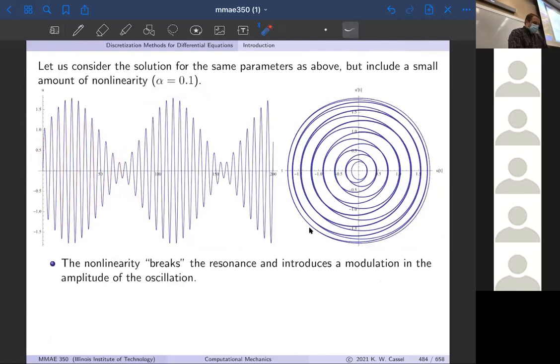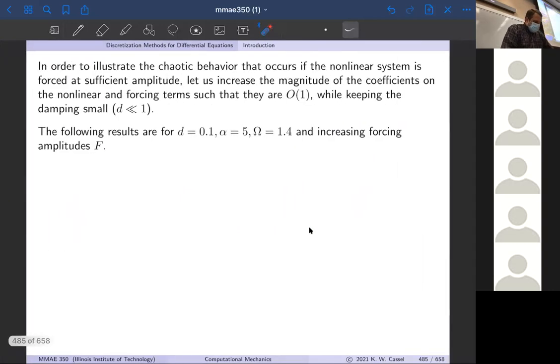It no longer grows with time. Now you kind of get this beating effect, the modulation we talked about before. In the phase plane, you can see this kind of interesting pattern on the right, as it's going in, coming out, going in, coming out, and it does that forever. Well, this is fun, and I'm just getting started. I haven't gotten to the fun stuff yet. Now we want to get to the fun stuff.